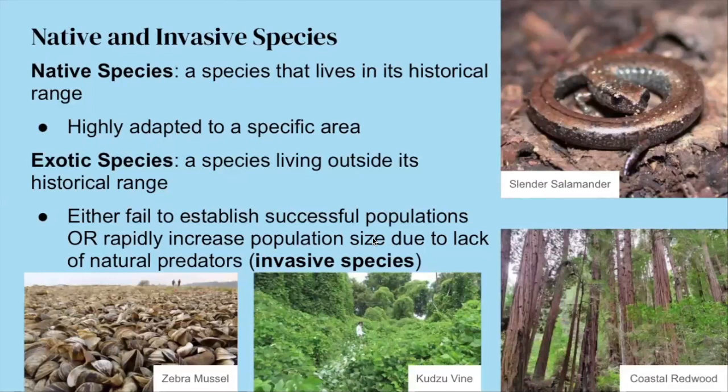All right, then finally, within ecosystems, we have native species, and then we can also get exotic or invasive species. We're going to talk about this in detail in a later section, but I'm just going to introduce it today. A native species is a species that lives within its historical range, and it's highly adapted to that specific area. So it's lived there for a long time, it's developed adaptations that help it to survive within that area. Some examples are the slender salamander and the coastal redwood.